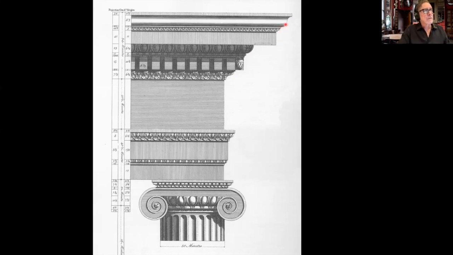Up here, the Cyma recta reaches out into the sky. It's delicate and light. And so it's appropriate as a crowning molding.